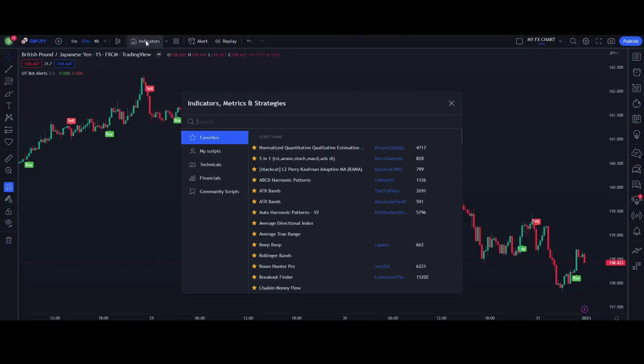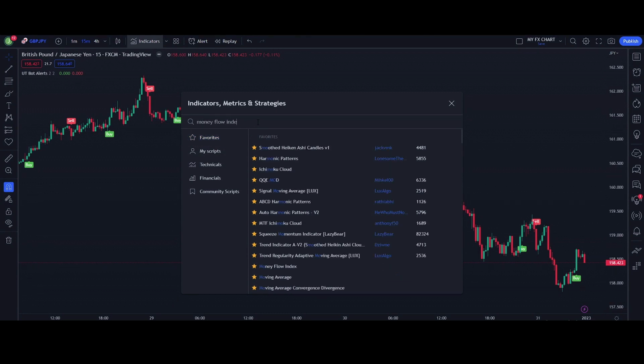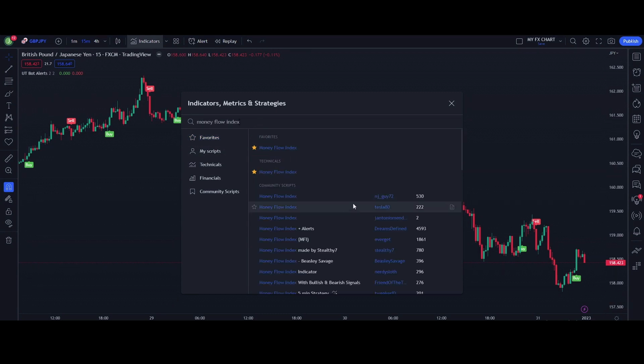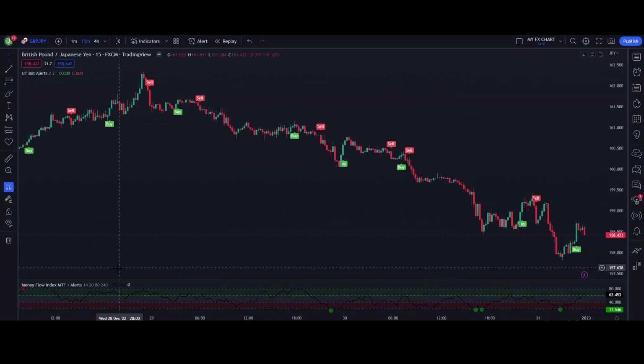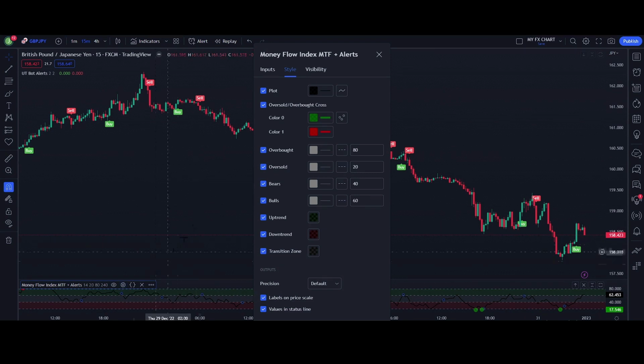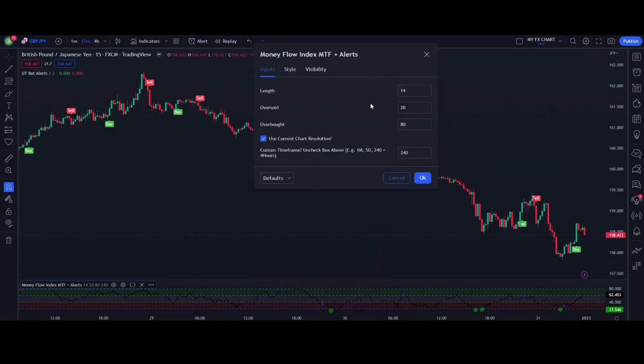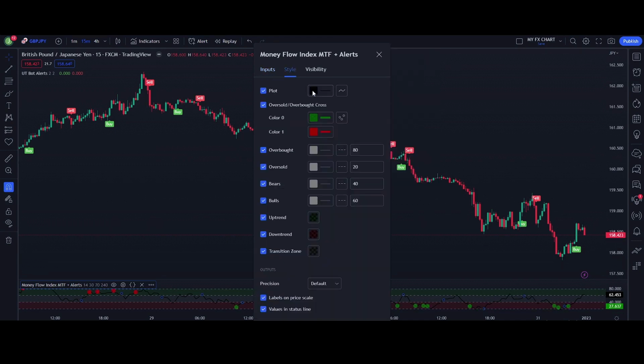Our next indicator is called Money Flow Index, and it's going to help us determine if the market is overbought or oversold. To add it, go back to the Indicators tab and type in Money Flow Index. Select the option by Dreams Defined and then access the indicator settings. In the Inputs tab, change the oversold value to 30 and the overbought value to 70. In the Style tab, change the plot color to white.